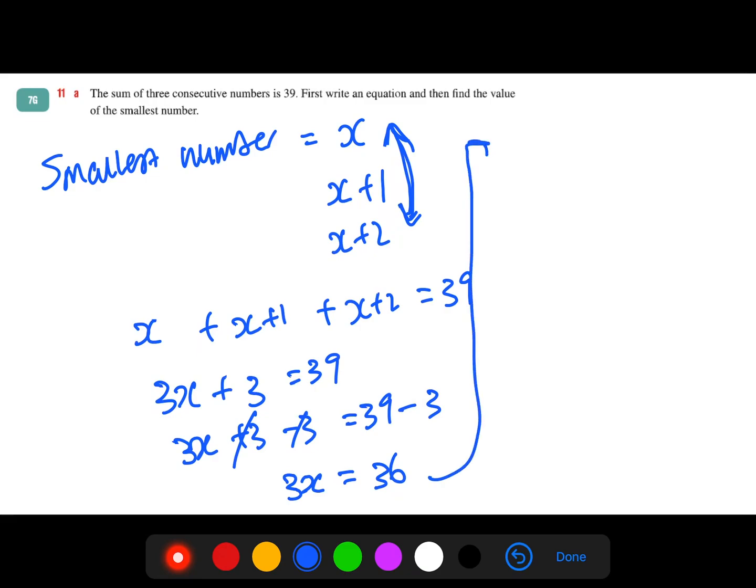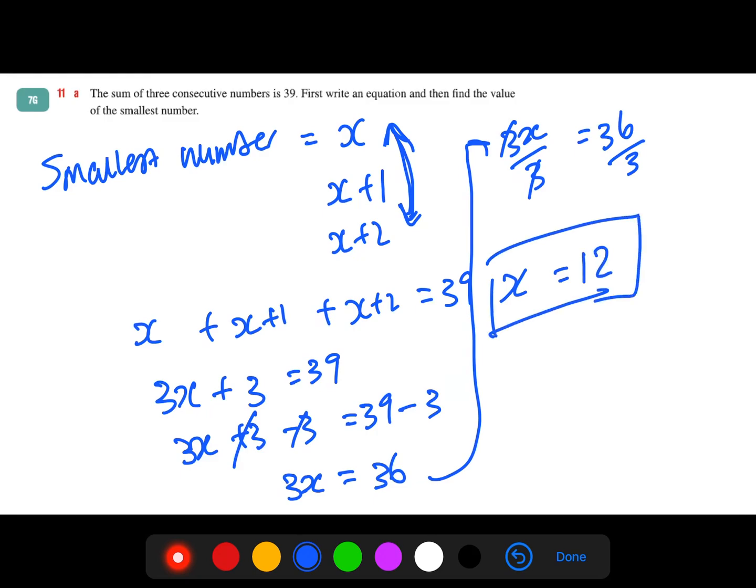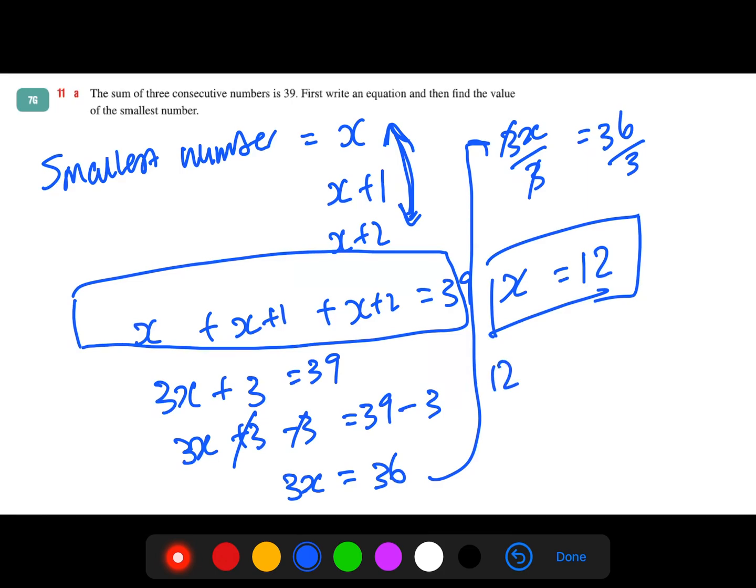I'm going to go up here. So I've got 3x over 3 is equal to 36 divided by 3. The 3's will cancel out. And my x value is, oh my gosh, it's really ugly. So x value will be 36 divided by 3, and that will equal 12. So I've written the equation, my equation was here, and then the value of the smallest number is 12. So it'll be x, so it'll be 12, 13, 14. These are my 3 consecutive numbers that make up 39 when I add them all together.